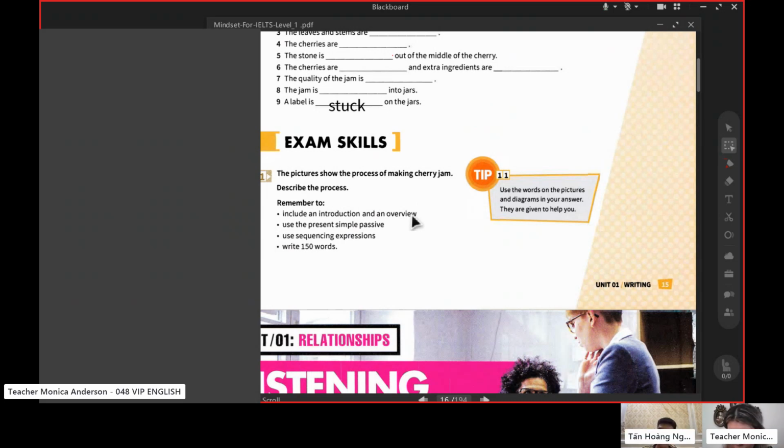I think this part is clear, but I don't know how to use prepositions in the relative clause sentence, like the process, so the way in which cherry jam is made, like this sentence.